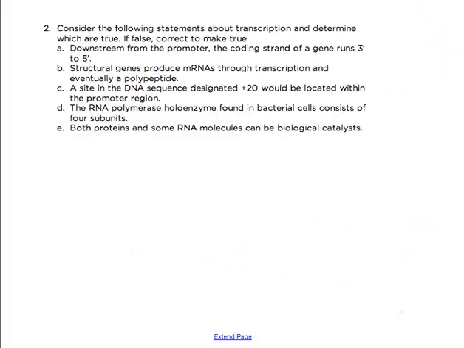Question 2. Consider the following statements about transcription and determine which are true. If false, correct to make true. Statement A. Downstream from the promoter, the coding strand of a gene runs 3' to 5'. So remember, we just did this in the last question, that the coding strand of the gene is the one that actually runs 5' to 3'. So this is false, and coding runs 5' to 3'.